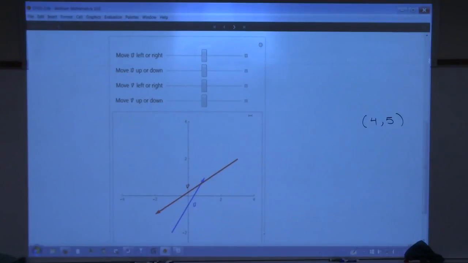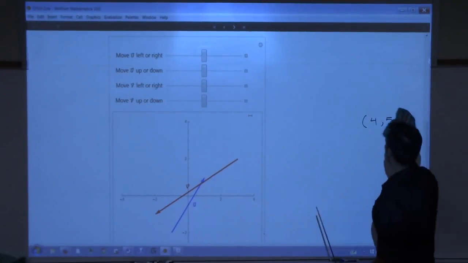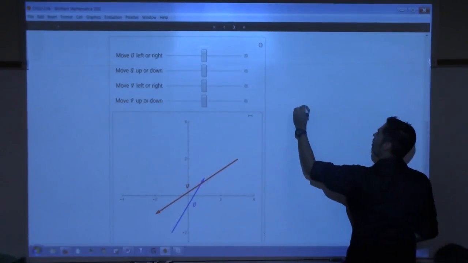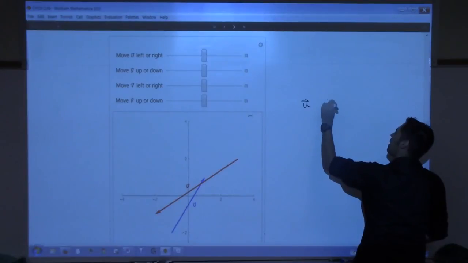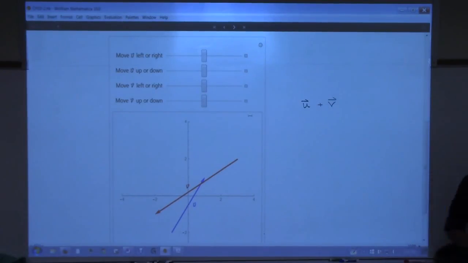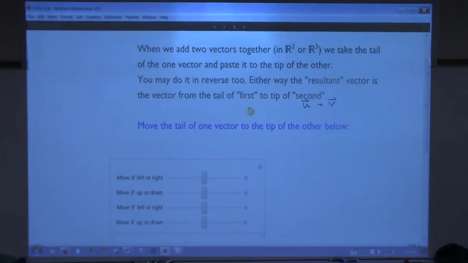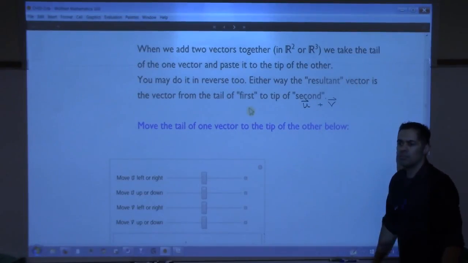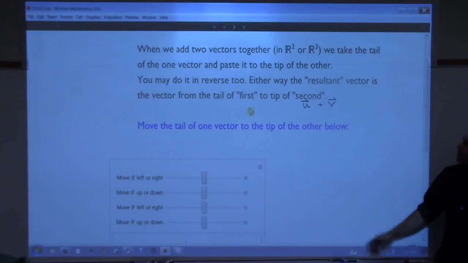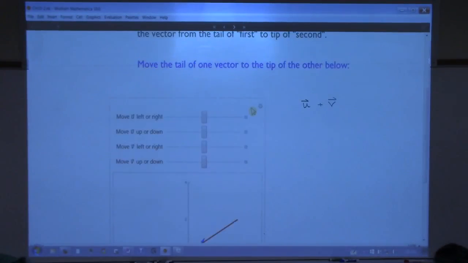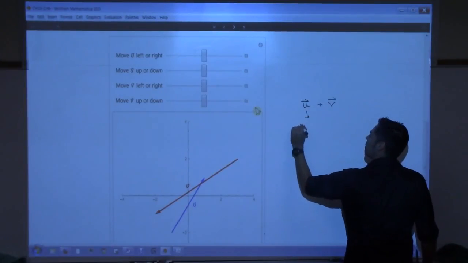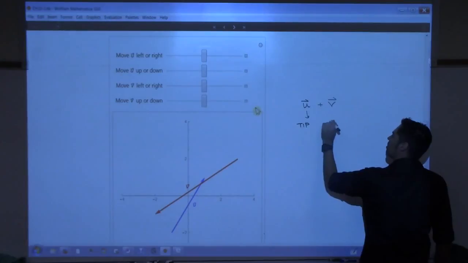We have what's called the parallelogram law. If you take two vectors and add them together, so I have two vectors here, I'm calling one of them u, I'm calling one of them v, and I'm adding them together. The way we add them together is that we paste the tail of one vector to the tip of the other one. So if I'm going to add u and v together, I'm going to take the tip of this one and attach it to the tail of this one.